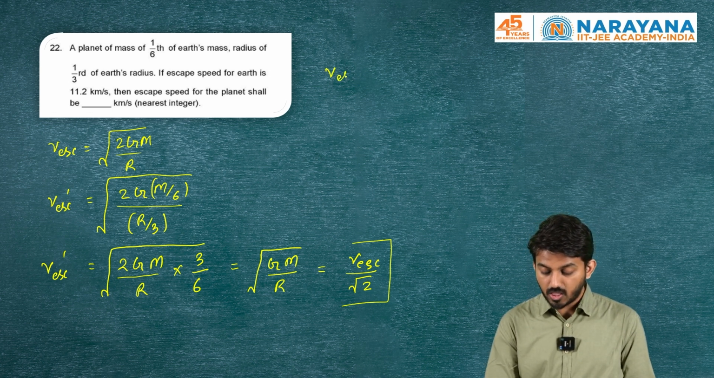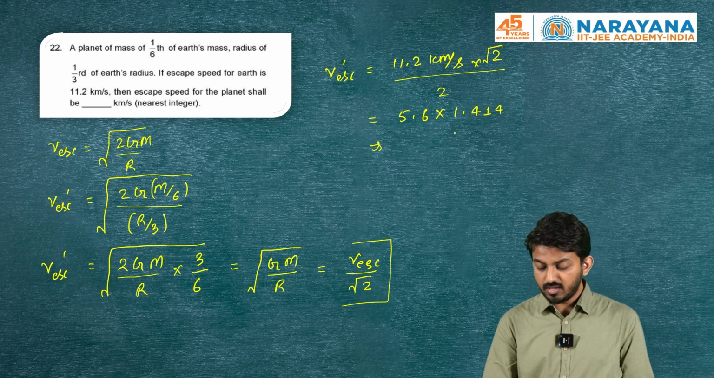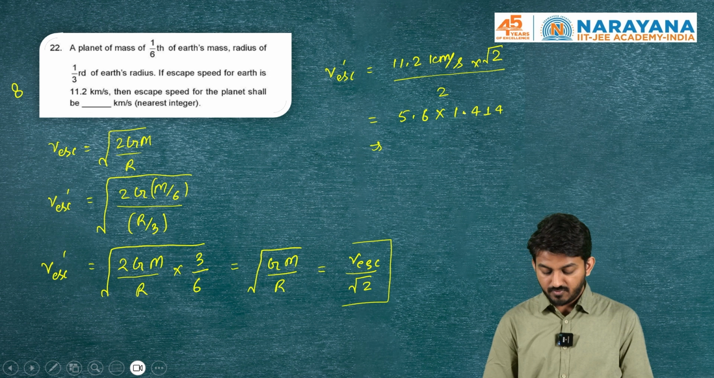Now V escape prime is equal to, now this is given to be 11.2 kilometer per second, and I can write down root 2 as root 2 by 2 here, giving us 5.6 multiplied by 1.414. Now the answer here is, if you see, is coming out to be very close to 8. So nearest integer here we can put as 8. Multiplication we can handle.